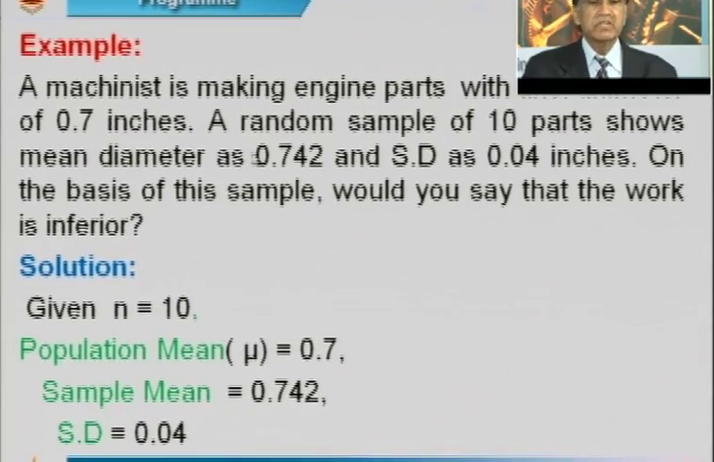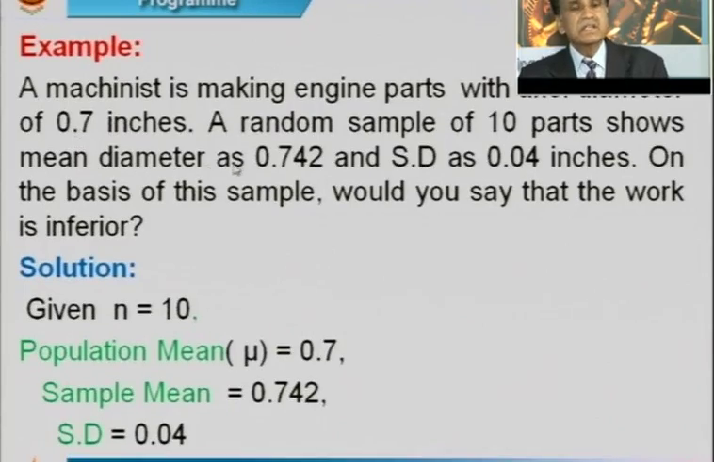It is also given there. What is the sample mean? The sample mean is equal to 0.742, and the standard deviation is also a calculated value. So all the values in this statement are calculated.